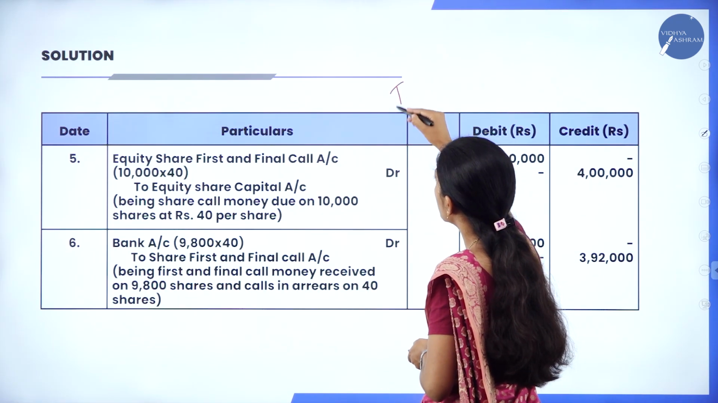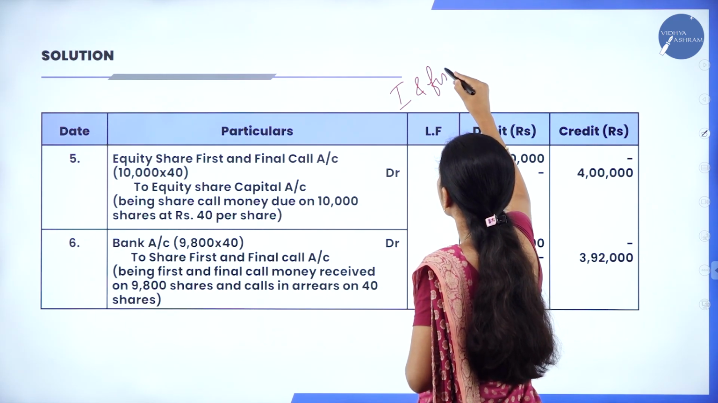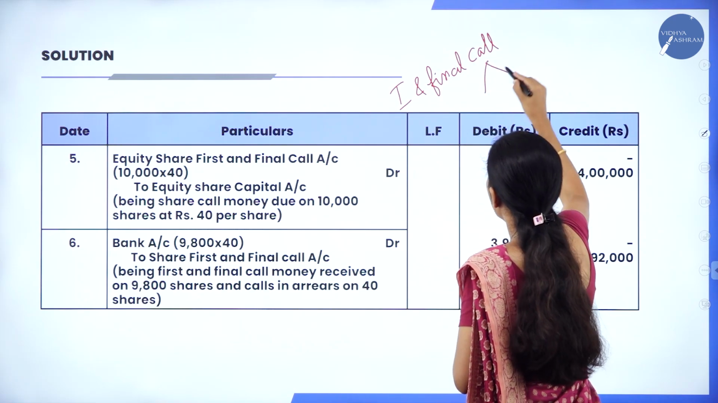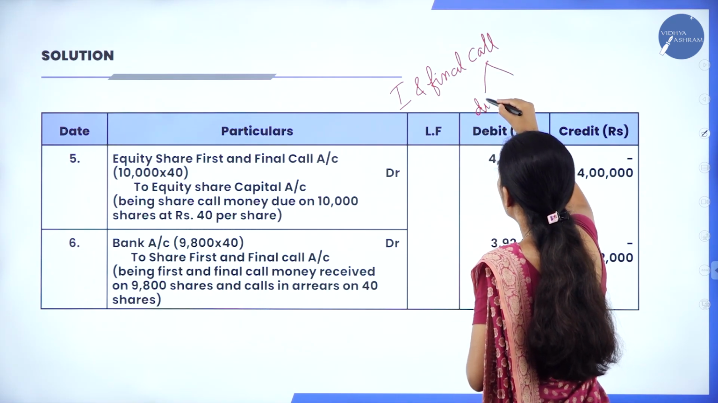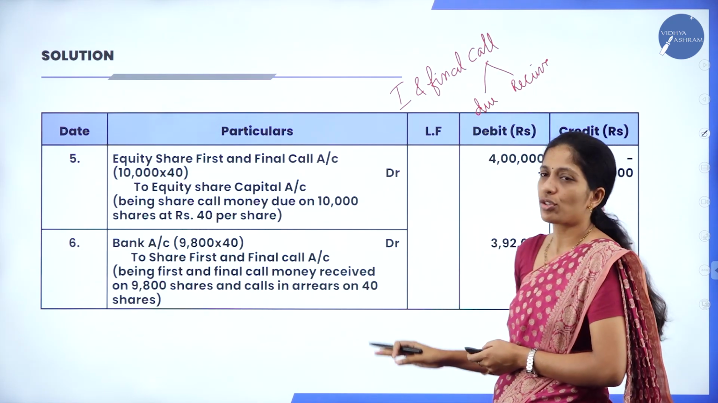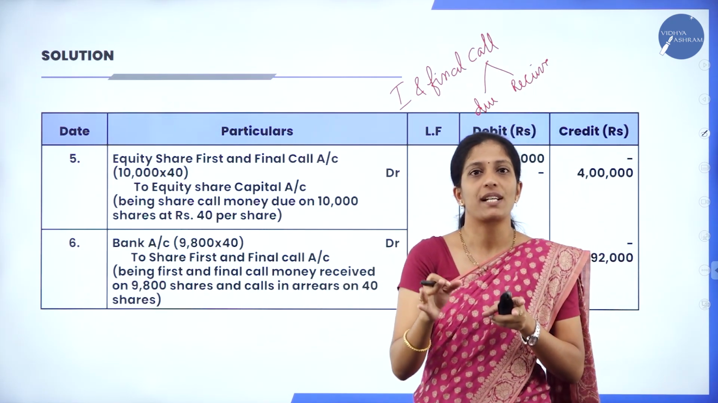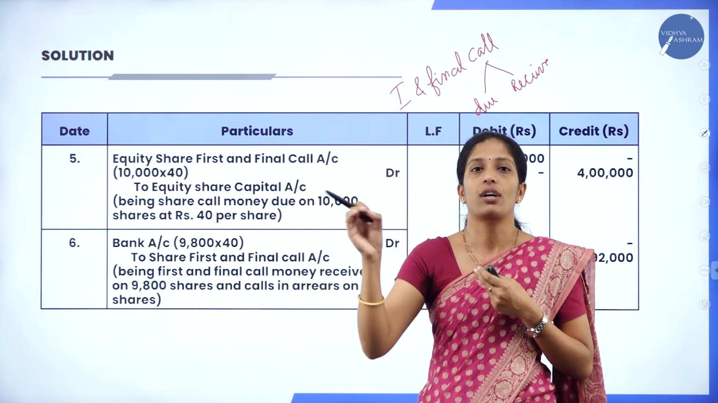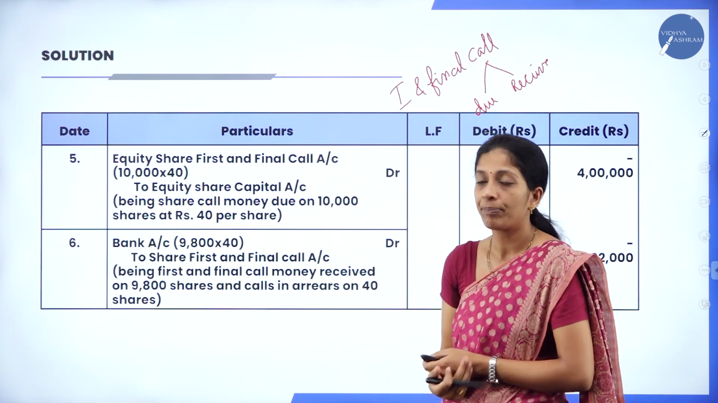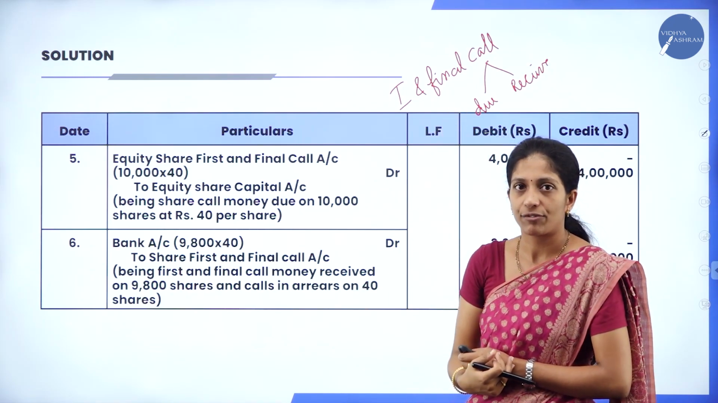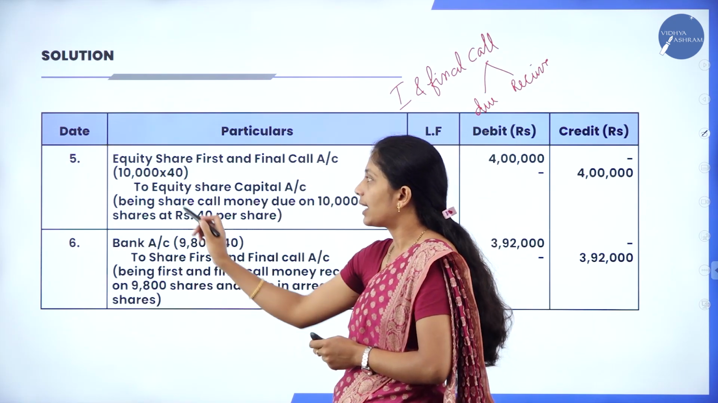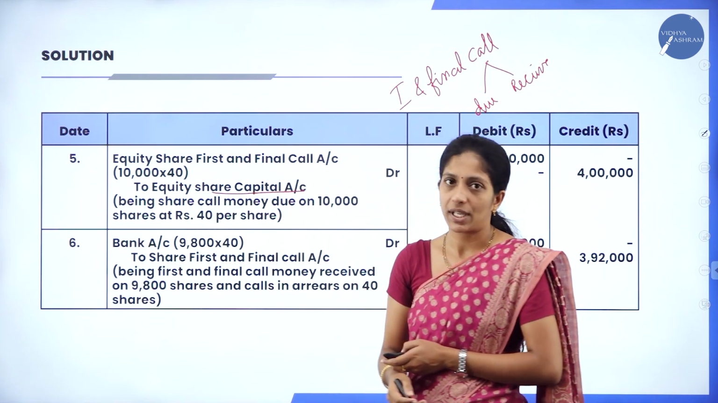Now come to the first and final call. So here also you have to make two entries. One is due, other one is receive. Now here no changes you have to make. Only in the allotment stage you had to write that discount on issue of shares. Other than that, all the entries are same as usual. Now coming to equity share first and final call. First entry is due. So equity share first and final call account debit to equity share capital account.